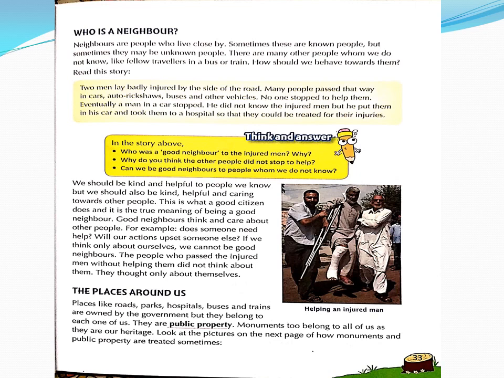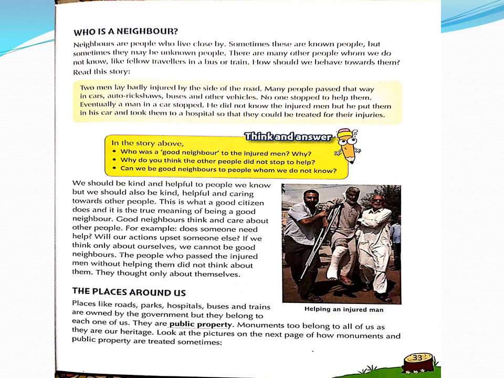Now, let us read a story. There is a story given here. Two men lay badly injured by the side of the road. Many people passed that way in cars, auto rickshaws, buses and other vehicles. No one stopped to help them, though they were badly injured and lying on the side of the road. Eventually, a man in a car stopped. He did not know the injured men, but he put them in his car and took them to a hospital so that they could be treated for their injuries.